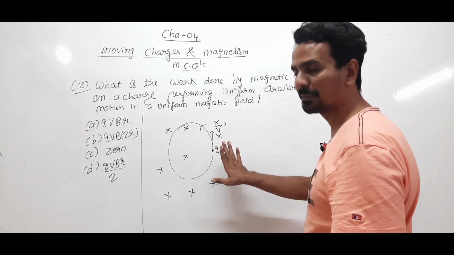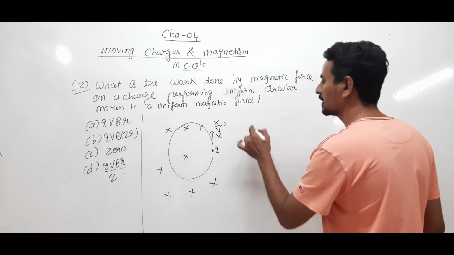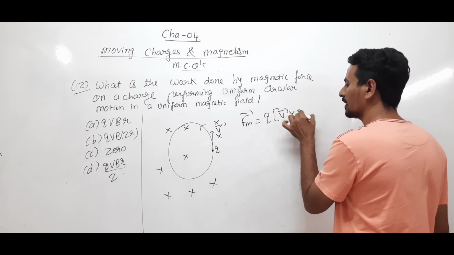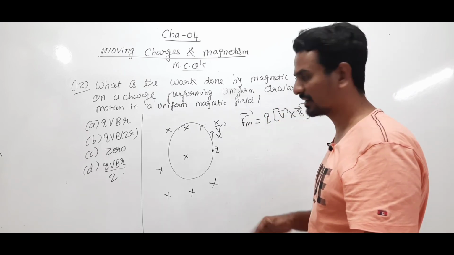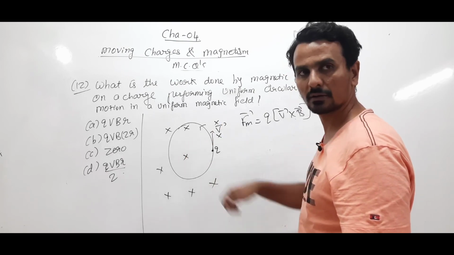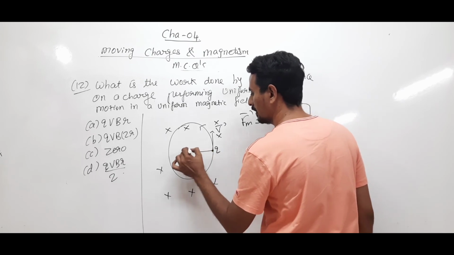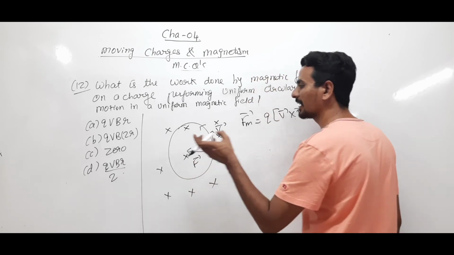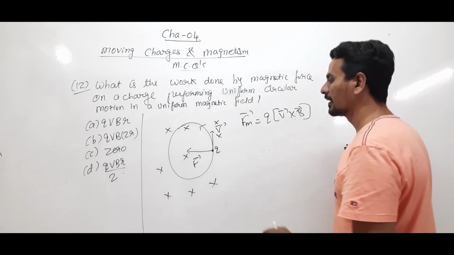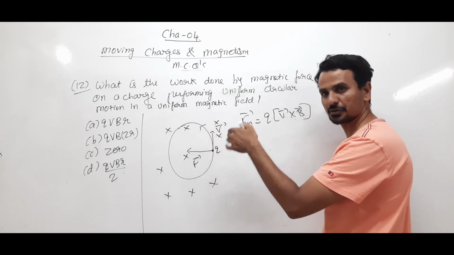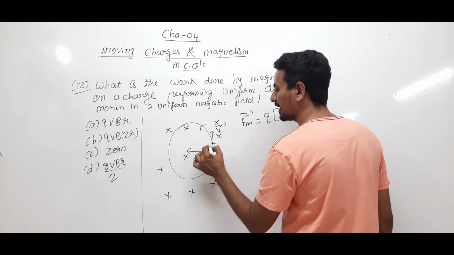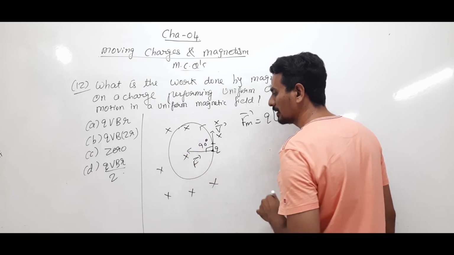Magnetic force is Q into V cross B. V is in this direction, B is into the plane, so V cross B, force will be in this direction. There is no problem if you are taking the magnetic field outside the plane, then force will be in the opposite direction. Fine. Now velocity is in this direction, so the displacement vector will also be in the same direction. So the angle between F and D is 90 degree, right?